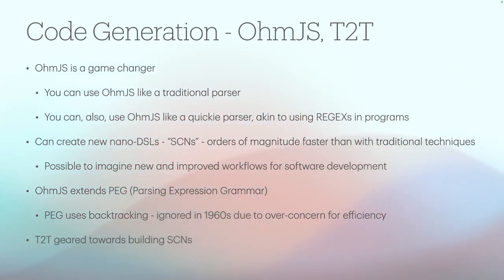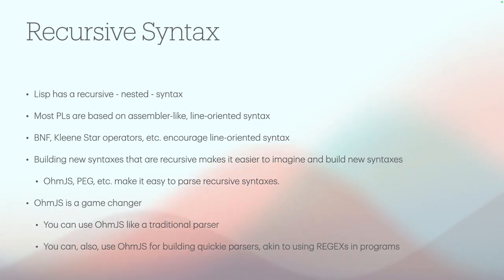OhmJS can be used like a traditional parser or as a quickie parser similar to using regexes. These tools let you create nano DSLs or SCNs orders of magnitude faster than traditional techniques, enabling new improved workflows for software development. Recursive syntax is valuable. Lisp has a recursive nested syntax, while most programming languages are based on assembler-like, line-oriented syntax. Building new syntaxes that are recursive makes it easier to imagine and build new approaches. OhmJS and Peg make it easy to parse recursive syntaxes.